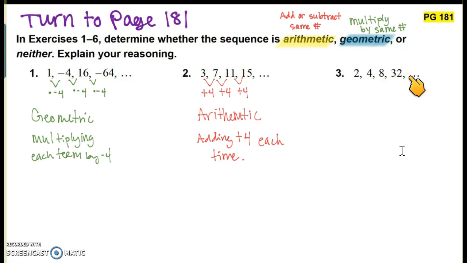So that makes me think that we could be multiplying by something. But if you don't know, it won't hurt to try out both. So let's say that we might think, this might be arithmetic.